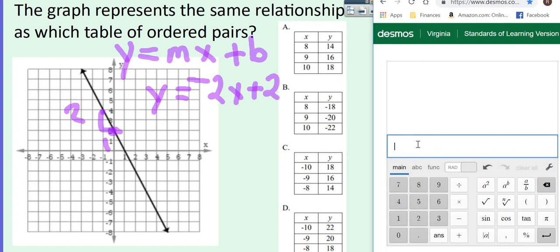This was very interesting, that they chose to give you points that were so large you couldn't easily find them on a graph. So they wanted to make sure you knew how to do what we're getting ready to do.